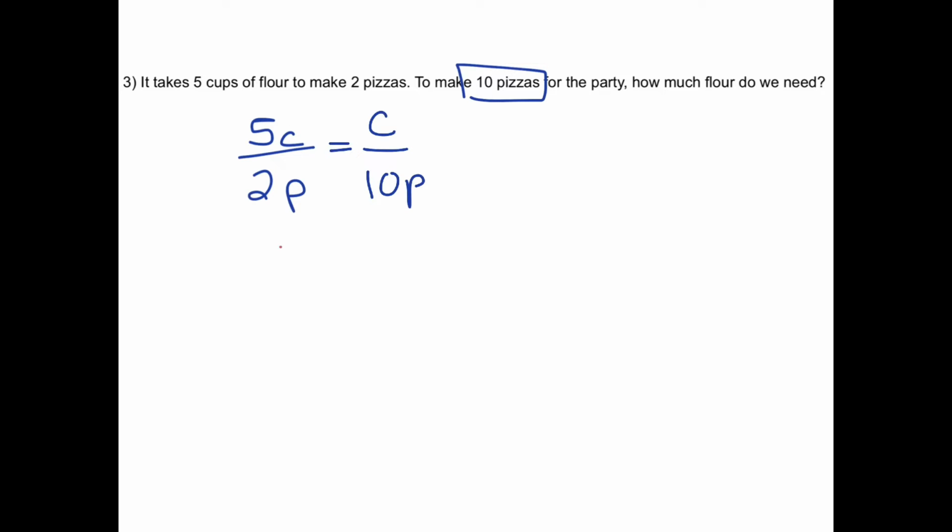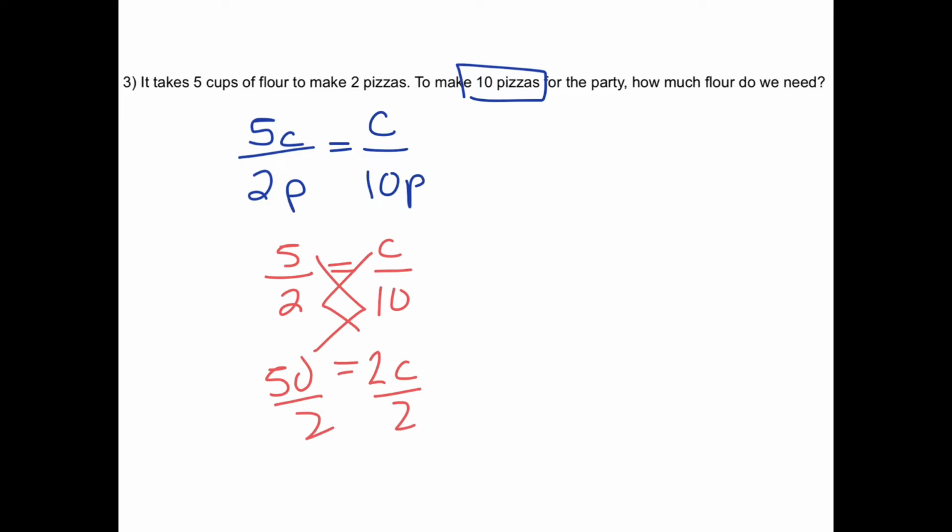So just to clarify, I'm solving 5/2 equals C over 10. I don't need those extra letters in there. They're not representing any multiplication. They were just labeling. And then I'm going to quickly cross multiply and divide to figure out how much flour we need. After cross multiplying and dividing, we get C equals 25. So that's 25 cups of flour.